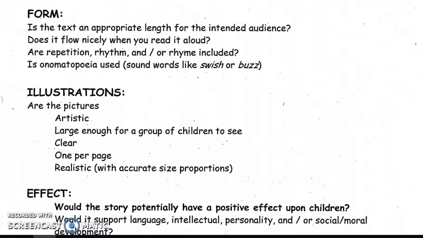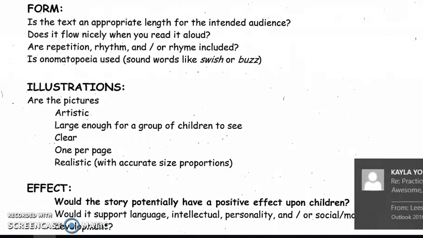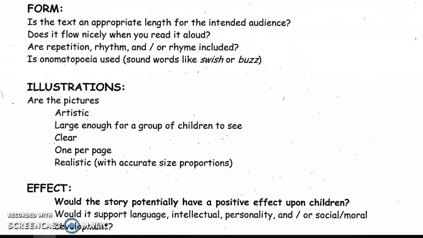Next is the form. Is the text an appropriate length for the intended audience? You're clearly not going to read a chapter book to a group of toddlers, right? Their attention span is maybe 1 minute at a time. But you might read a chapter book to a group of third graders. You might choose a shorter picture book for young preschoolers and maybe a longer picture book for kindergartners. You'll want to gauge the length to make sure that it's appropriate for your intended audience.